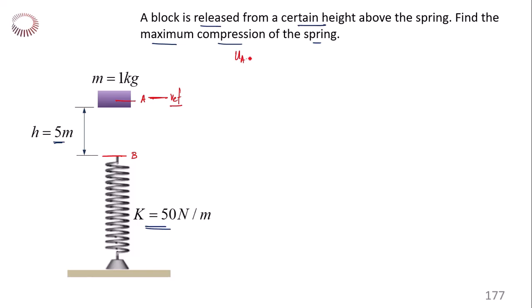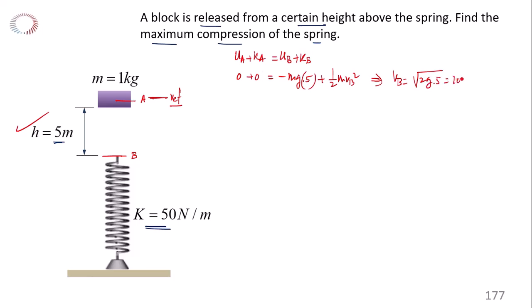I am applying the work energy theorem between A and B. I am writing UA plus KA should be equal to UB plus KB. So UA is how much? 0. K is also 0. What is UB? That is minus mg into 5. Why 5? Because h is 5. And KB is the kinetic energy at point B, that is half m vB square. So from that you can get vB equals under root 2g into 5, that is under root 10 into 10, which means 10 meter per second. So the block will strike the spring with a velocity of 10 meter per second.